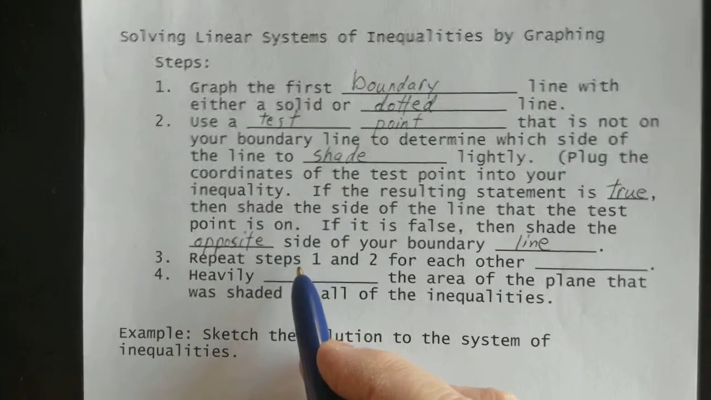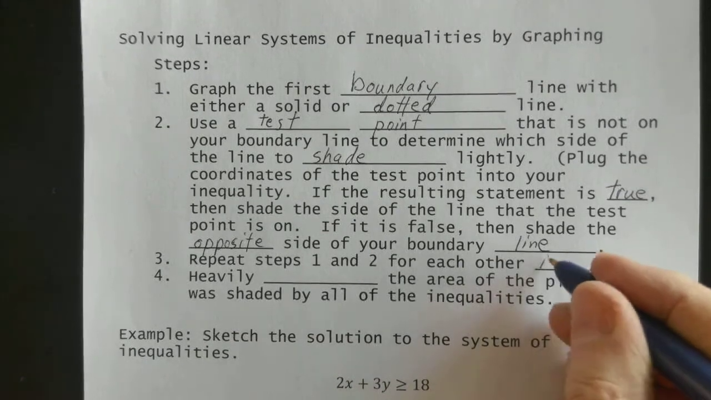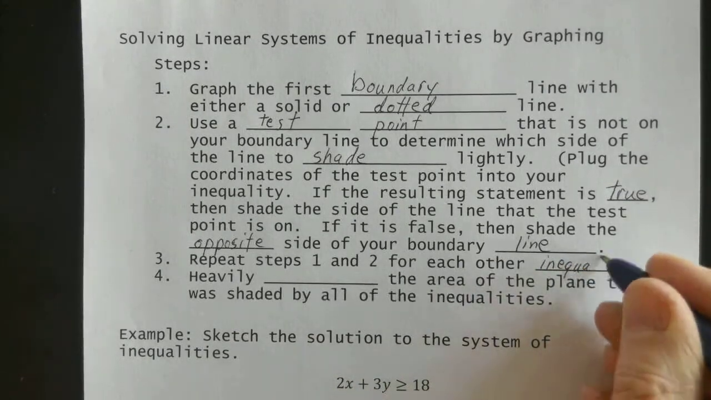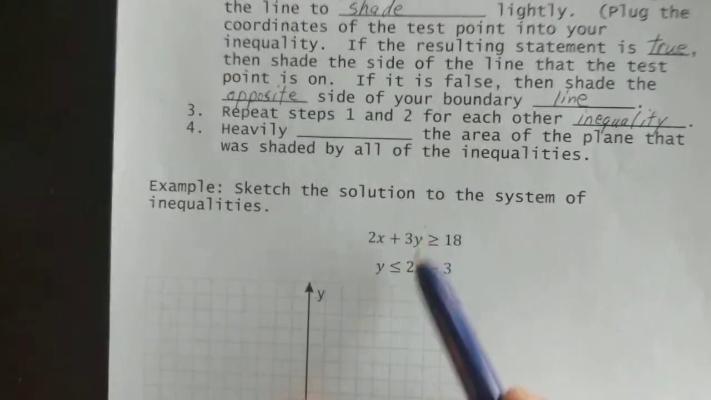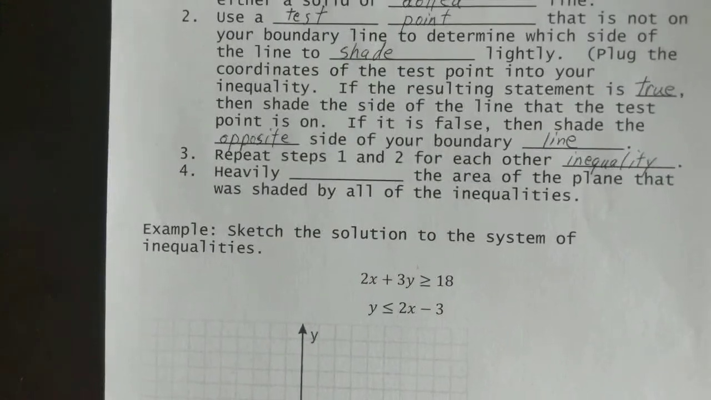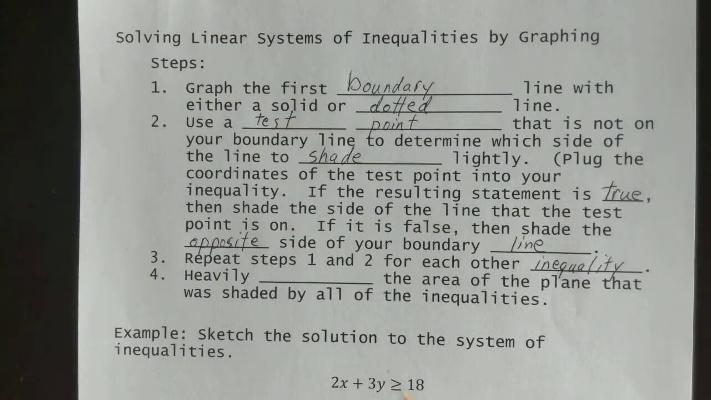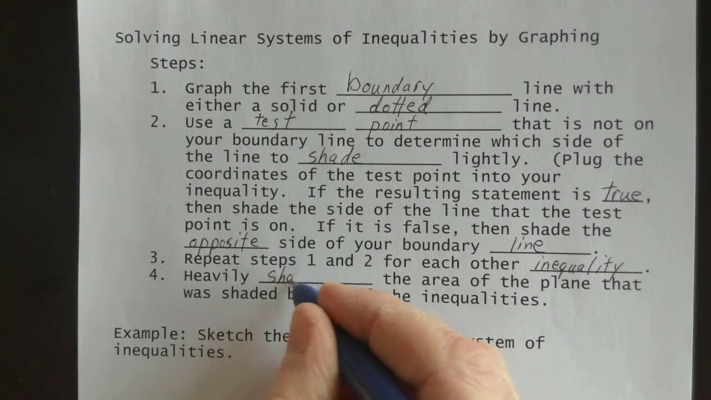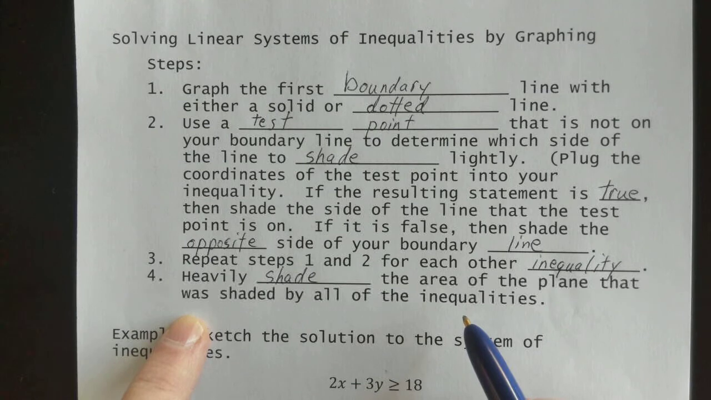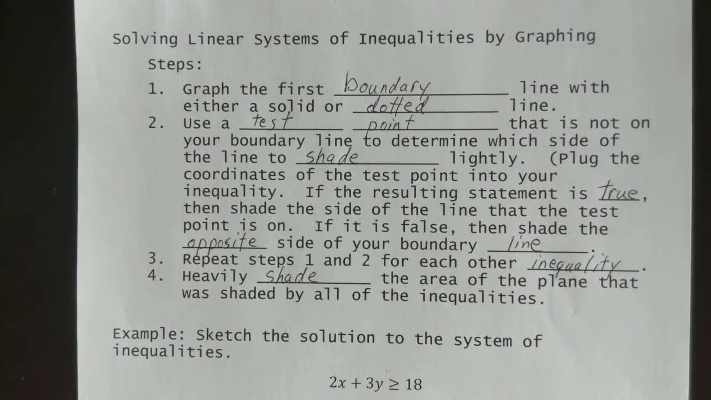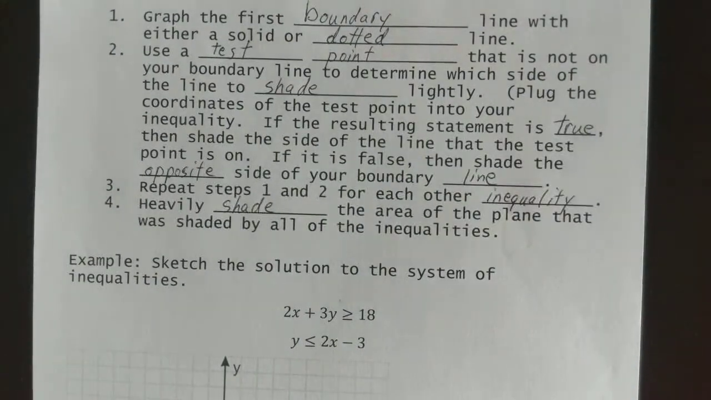Okay, repeat steps 1 and 2 for each other inequality. I think we're going to focus on just having 2 inequalities in our system. Okay, then you're going to heavily shade the area of the plane that was shaded by all the other inequalities. So they're going to overlap, and the parts that are shaded that overlap, that's where the solution to the whole system is going to be. All right? Is everybody kind of clear on the steps?